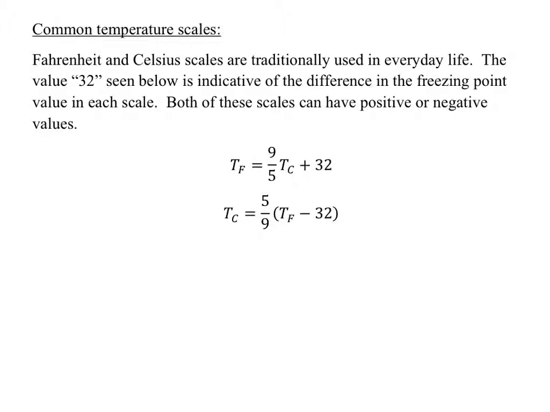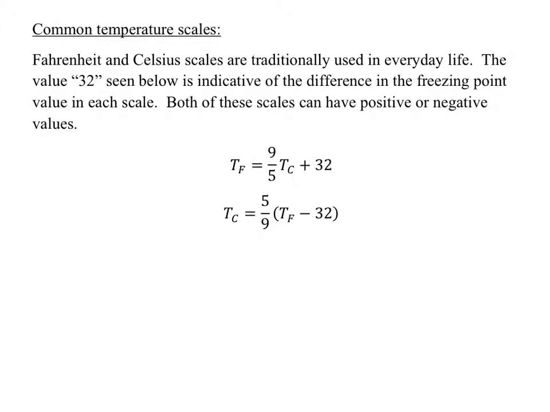What is the freezing point of water? 32 Fahrenheit, or 0 Celsius. So go ahead and plug in 0 Celsius here for TC. In your mind, what's 0 times 9/5? 0. Plus 32 gives you 32. That's where the freezing temperature comes from.